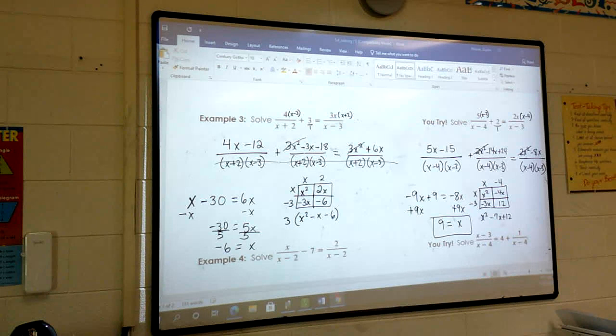The x squares canceled out because if you move the 2x squared over, it'd be 2x squared minus 2x squared, which is just 0. So they were able to cancel out, so we were left with just the x's and trying to solve for that. All right. So we got x equals 9. So that was example 3. So we're going to move down to the last example.